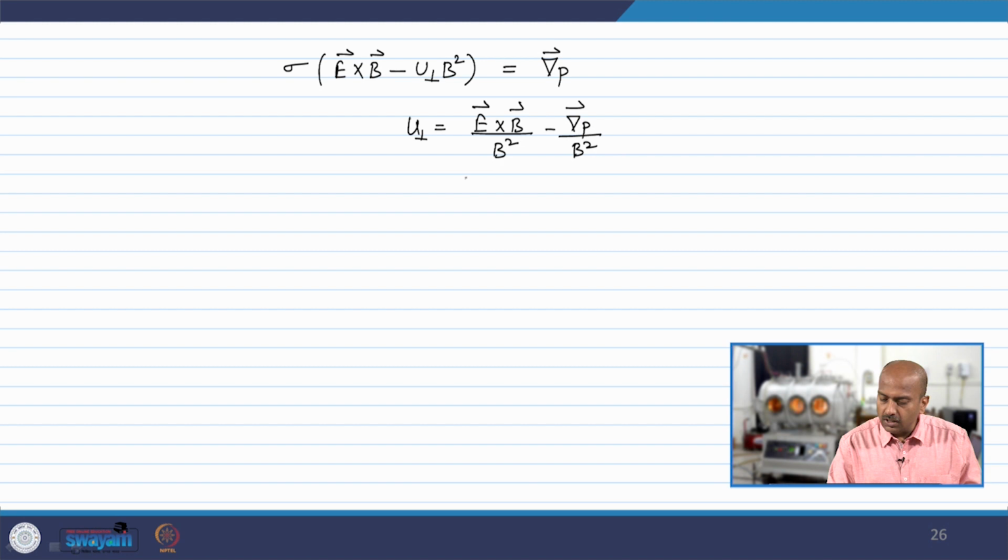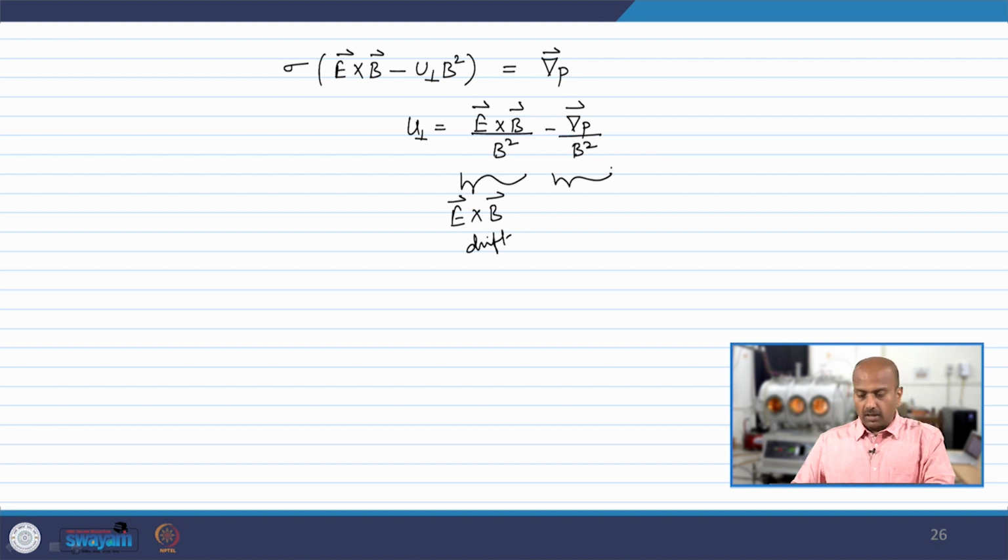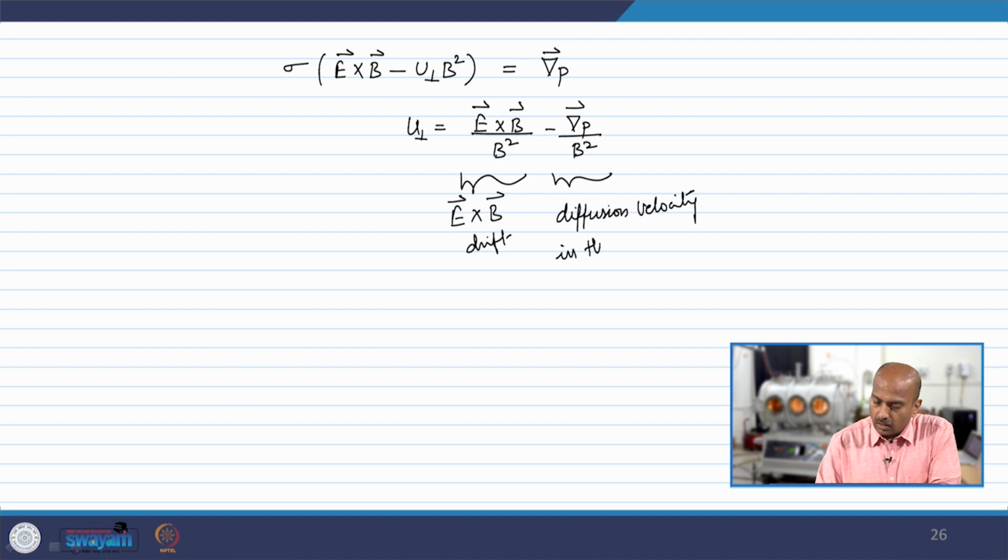Okay. Now, these two terms are, one is the familiar E cross B drift, right, and this one, the dimensions are velocity. So, this term represents the diffusion velocity in the direction of minus del P.